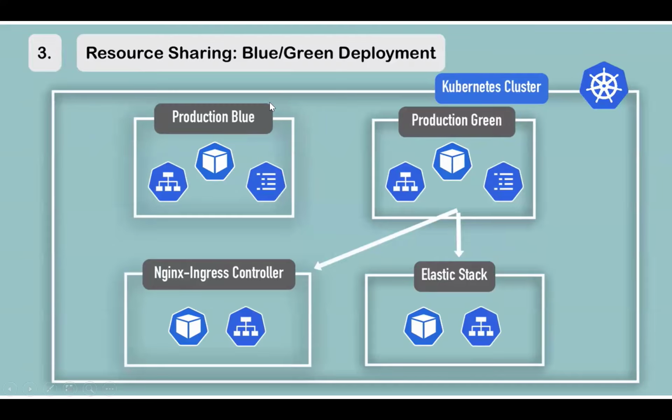So even in the case of blue-green production, there is sharing of resources. So the third part, simply, you can say the resources are getting shared among staging and deployment, among production as well.